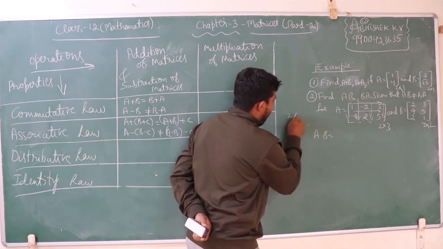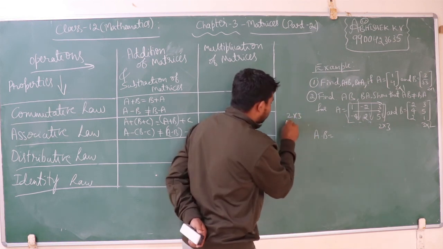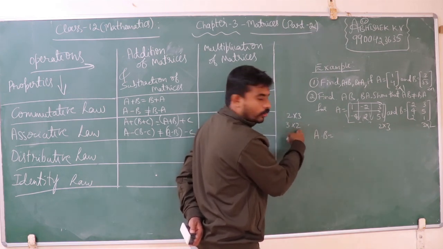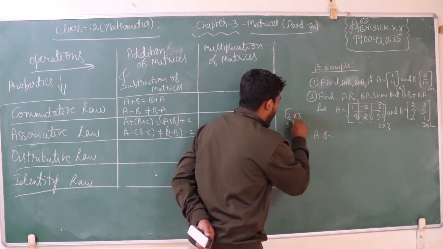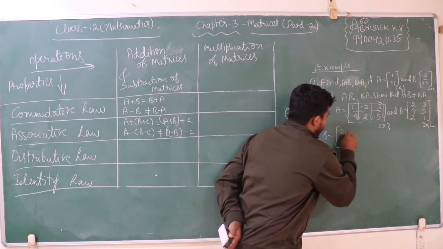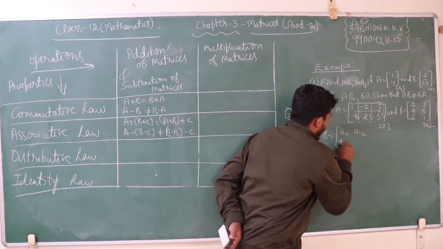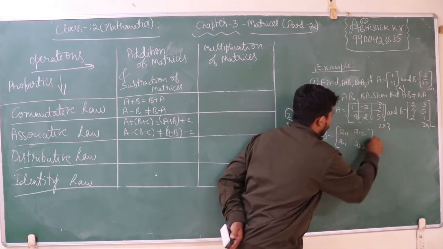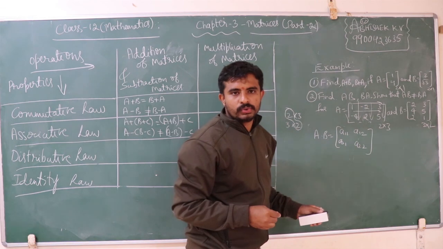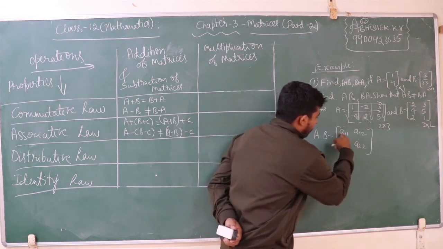If matrix A has order 3 by 2 and matrix B has order 2 by 3, what is the final matrix? That is the product of the matrices. It should be 2 cross 2, of the form A11, A12, A21, A22.